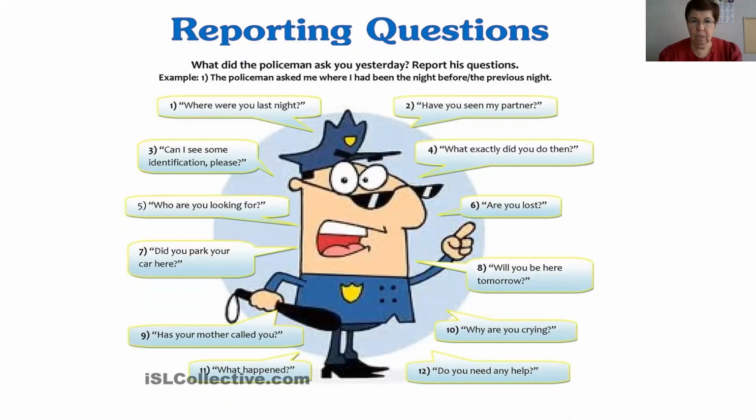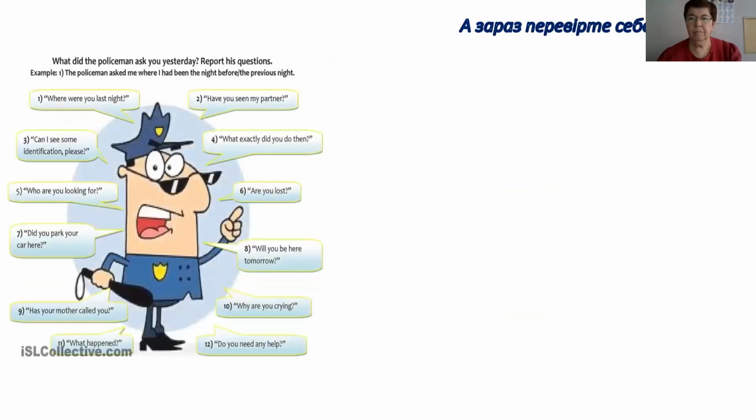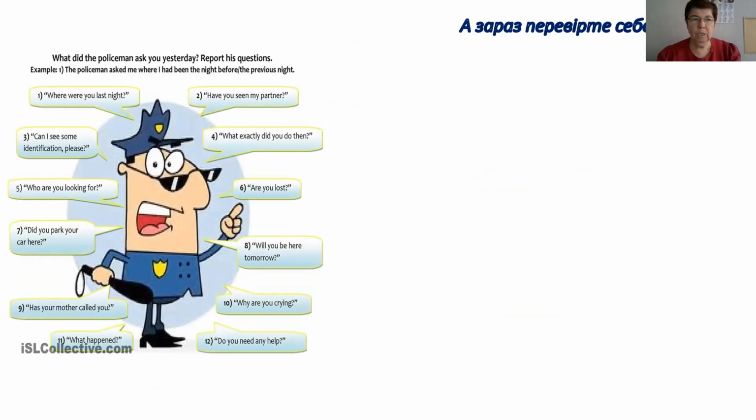Where were you last night? Have you seen my partner? Can I see some identification, please, and so on. And now we shall try to answer these questions and tell your mom in the morning what he was telling about. So now you will check yourself. What did the policeman ask you yesterday? You will now report his questions. First of all, you tell your mom, he asked me where I had been the night before.